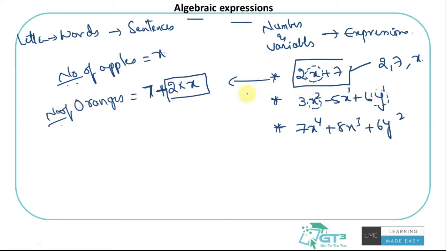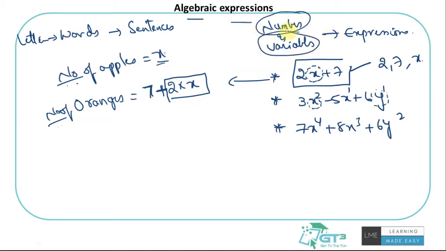So you will build the expression like this. Right? 2 into x, that's twice the number of apples Ram has, 2x plus 7. 7 more than twice. So that's why it is 7 plus 2x. Right, so all the algebraic expressions are built using numbers and variables, right?